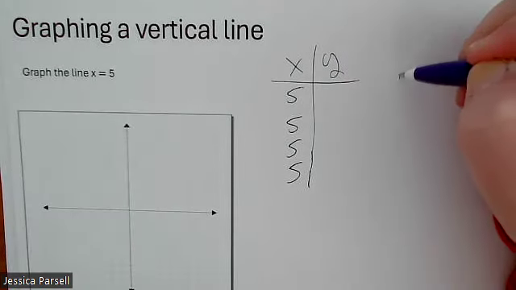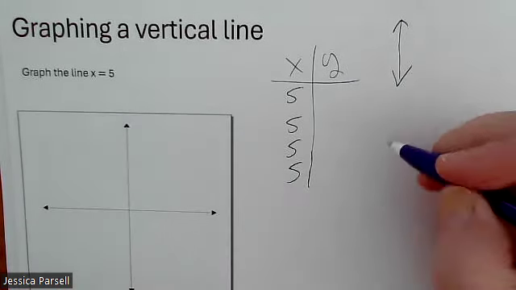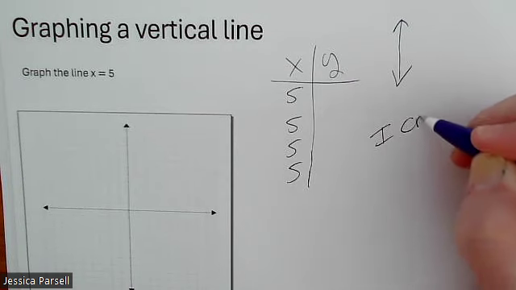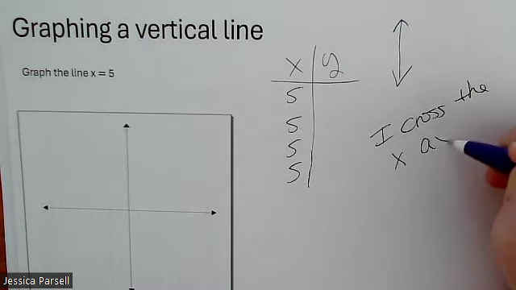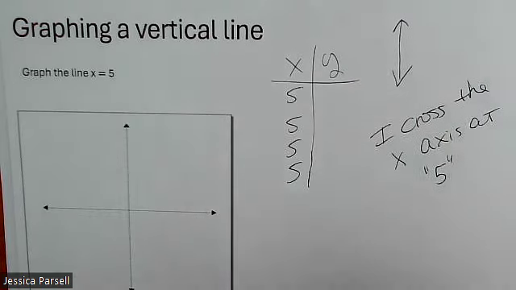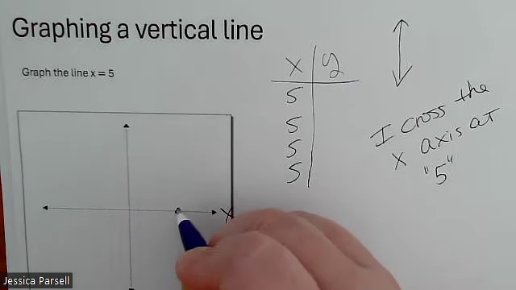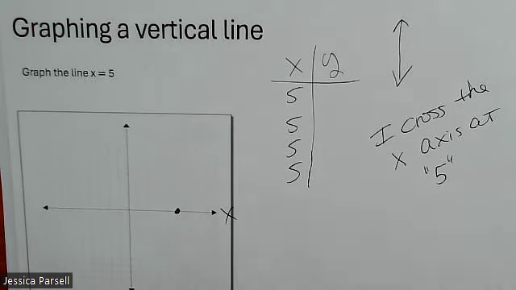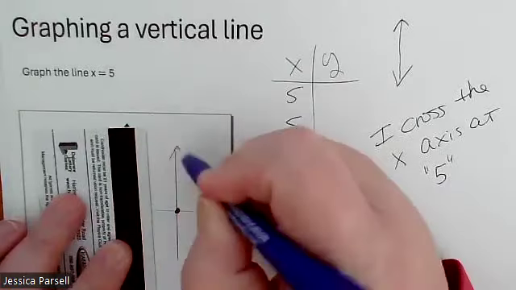I'll show you what I mean by that. So first of all, what is vertical? A vertical line means it's going to look like that. Okay, that's vertical. And if this could talk, it would say to you, I cross the x-axis at 5. So go find the x-axis, go find 5. 1, 2, 3, 4, 5. So that's where it intersects. And it's got to be a vertical line. So you're just going to draw yourself a vertical line.